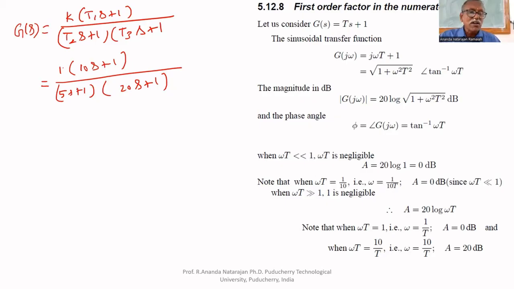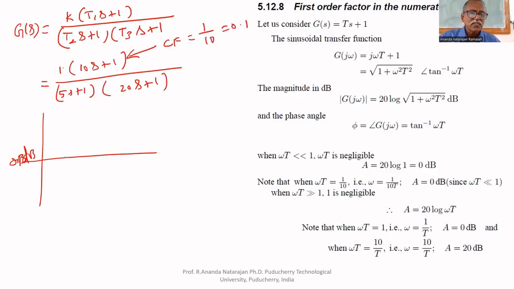That's why when k equal to 1, the plot for k is at 0 dB, you will get a horizontal line. That's all. What is the plot for this 10s plus 1? What is the corner frequency for this? The corner frequency is 1 by 10, that is equal to 0.1. Let us say this is 0.01, this is 0.1, this is 1, this is 10, this is 100.